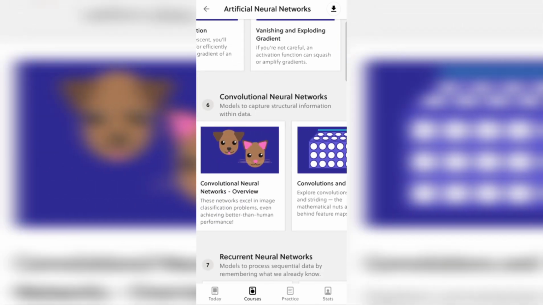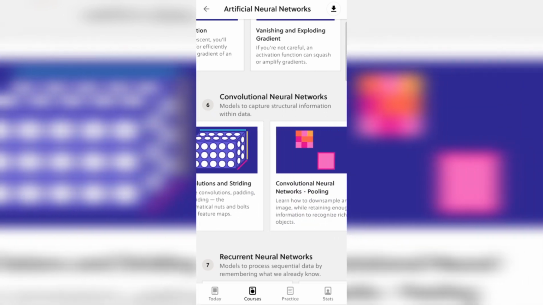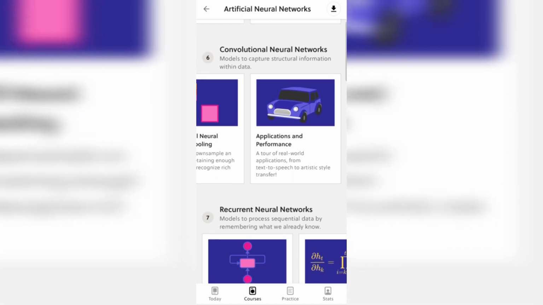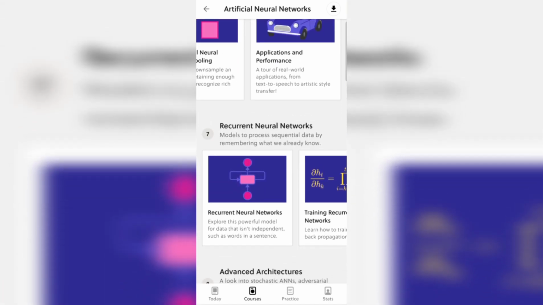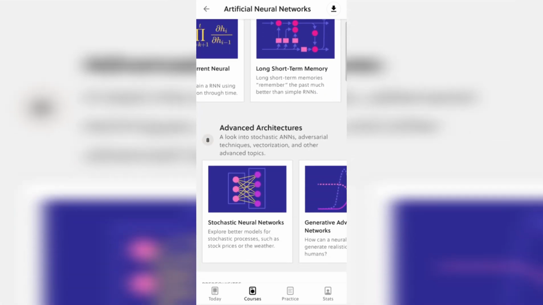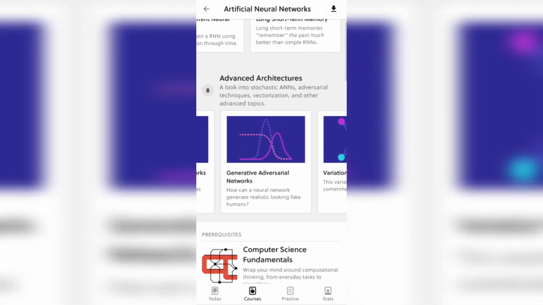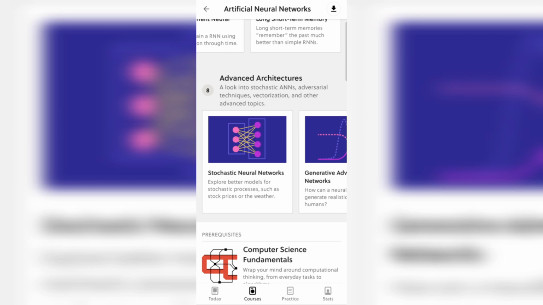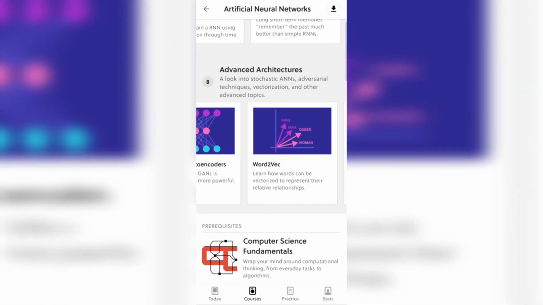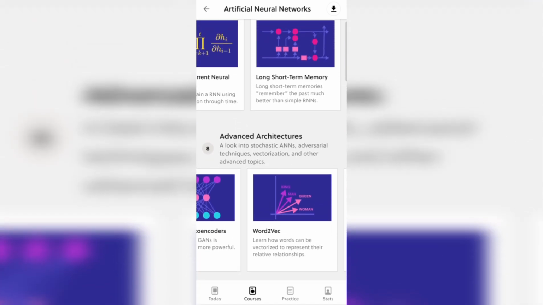Convolutional neural networks, so an entire section on CNNs. Applications and performance, recurrent neural networks. Topic number 7. And advanced architectures. So they talk about GANs, autoencoders, word2vec.